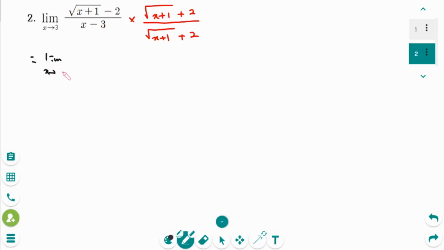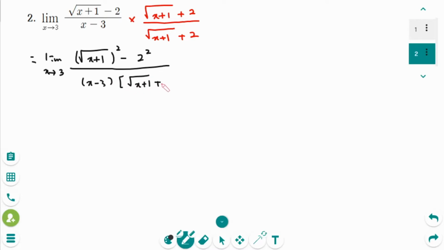Then expand only the numerator. So this is a minus b, a plus b form. So a squared minus b squared. And then do not expand the denominator. Just keep it in factored form. And then you will see why in a bit.